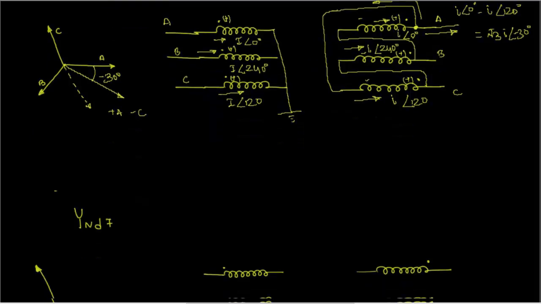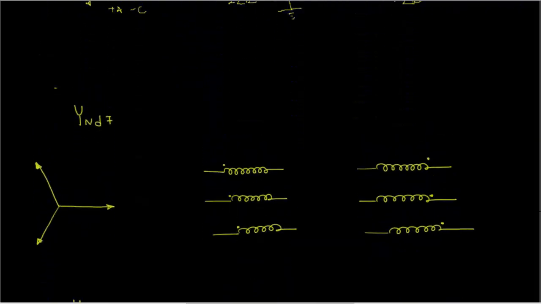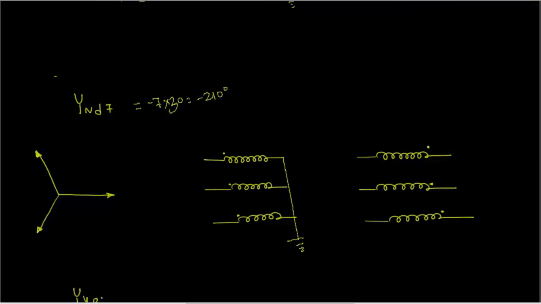Now if we take another example in which we have to connect the winding in a fashion such as Y and D7, for that also we have to connect the star side of the transformer in this fashion. So this is how the neutral is formed, and for Y and D7 the phase lag will be nothing but minus 7 into 30, which is equal to minus 210 degrees. Well, for a phase shift of minus 210 degrees, if this is 0 degrees, minus 210 will be somewhere in this direction.